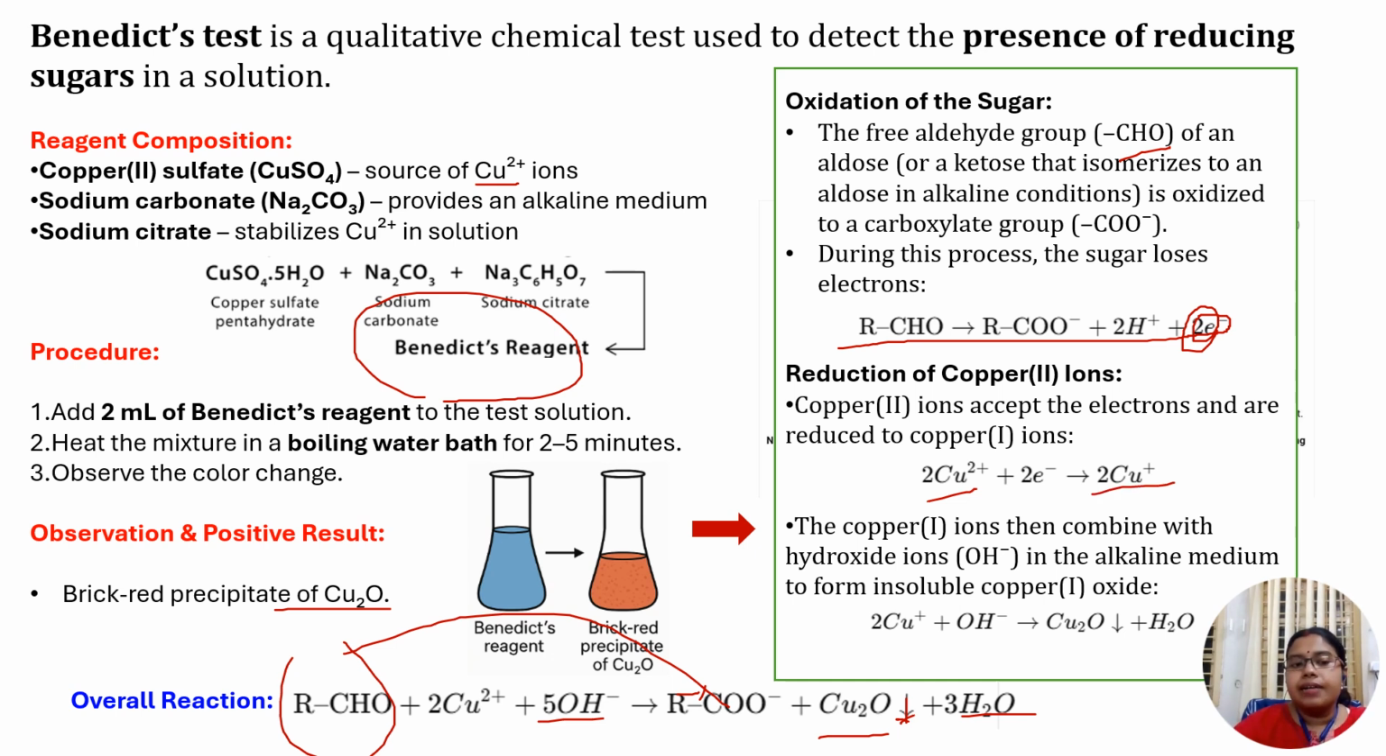Then the copper plus combines with the hydroxide ion from the alkaline medium to form insoluble copper oxide, and this Cu2O is giving the brick red precipitate. Depending on the percentage of the reducing sugar in the sample, the color may vary.